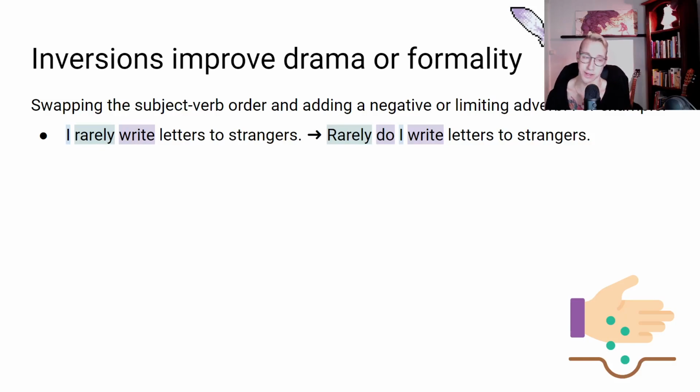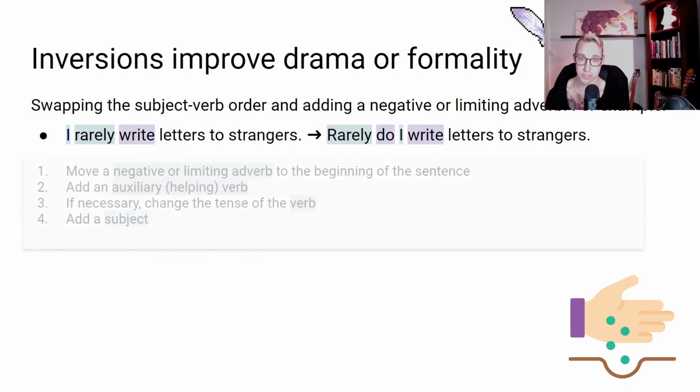Let's have a look at an example, shall we? The first part of the example says, I rarely write letters to strangers. You can see here that I color-coded the subject, the adverb, and the verb. And then we swap it around. So what we do is that we move the adverb to the beginning of the sentence, where it now says, rarely do I write letters to strangers. You can also see here that I've added the auxiliary or helping verb do in order to have correct grammar. And this is quite important for you as well when you construct these sort of sentences.